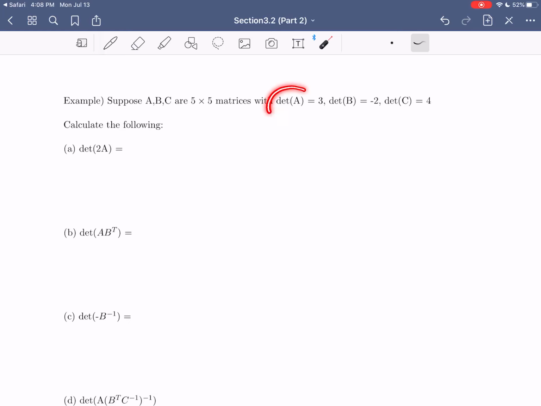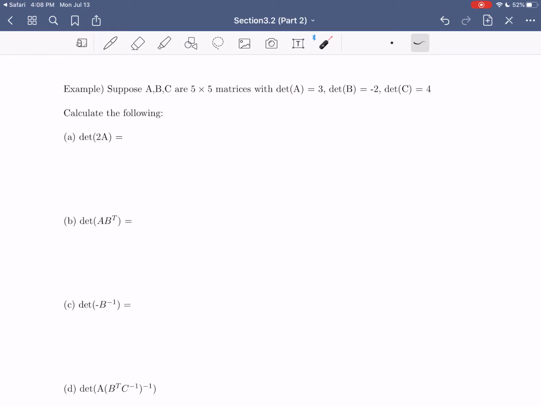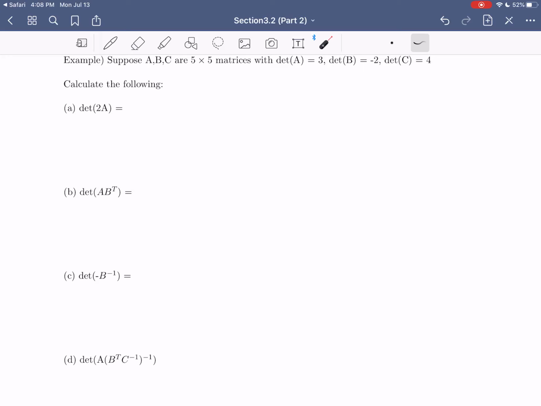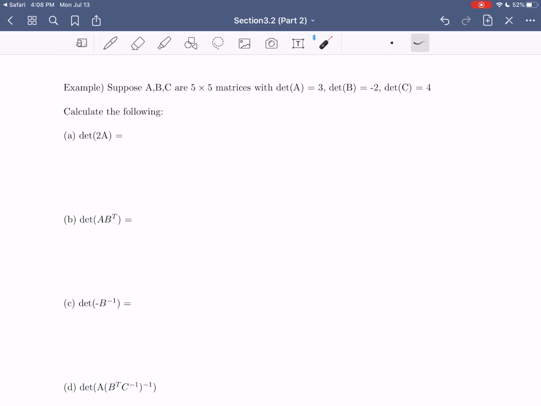We know the determinant of A is 3, the determinant of B is -2, and the determinant of C is 4. Notice that tells us that A, B, and C are all invertible matrices, because none of these determinants are 0. What we're going to do is calculate the determinant of some other matrices based on our properties. So the first thing we're going to do is try to calculate the determinant of 2 times the matrix A. So how do you deal with a scalar?